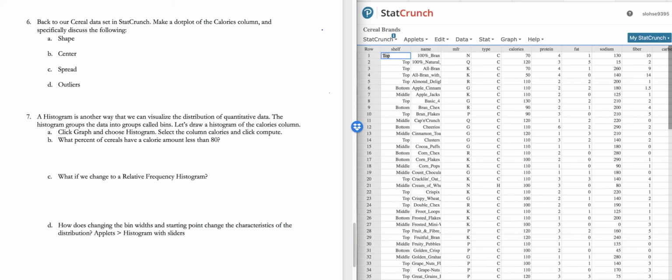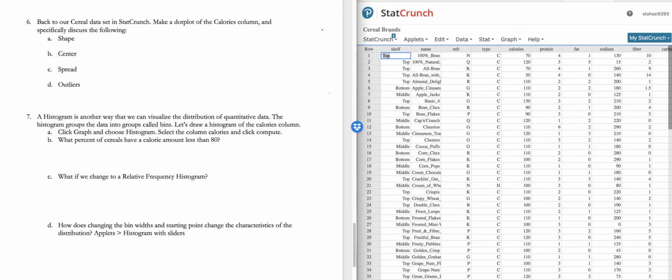Okay, continuing in OLI Mod 7, we're going to move back to our serial data, take a look at a dot plot for the calories variable, and then discuss some specific characteristics. So the first is shape. We just talked about those four different shapes: skewed left and right, bell-shaped, and uniform. So we'll see if that data fits one of those.